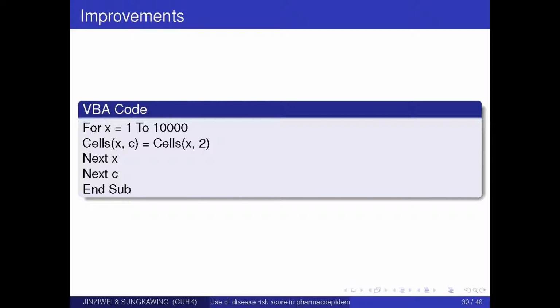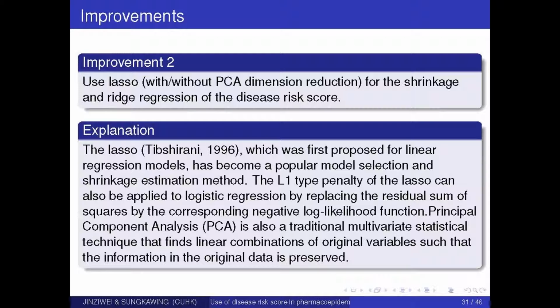For the second improvement of the result, we can use LASSO for the convex optimization of the disease risk score. LASSO is a popular model selection and shrinkage estimation method. Even if the number of predictors is much larger than the sample size, the group LASSO estimator is still statistically consistent, getting rid of the problem of the deterioration of common logistic regression.